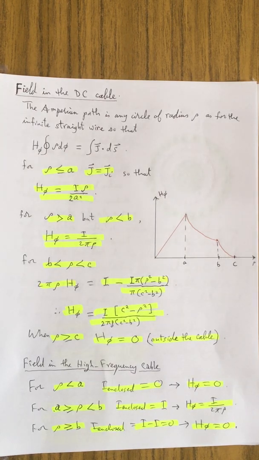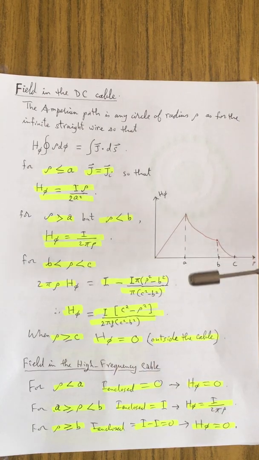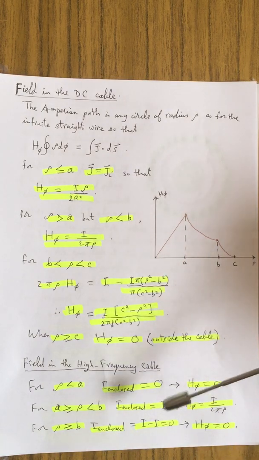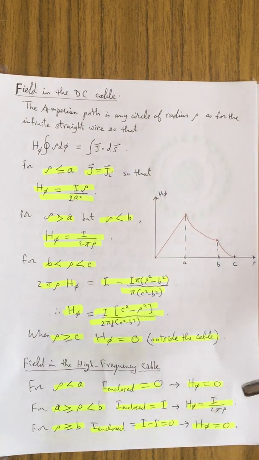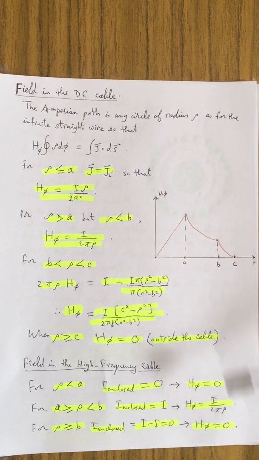Now, for the case of high-frequency cables, microwaves, for rho less than a, I enclosed equals 0 because there is no current inside. The current is on the surface. So H_phi equals 0 inside. It will be 0 here. And then it will jump to I over 2 pi rho between a and b, and for rho greater than or equal to b, the current enclosed is 0, so H_phi will be 0.